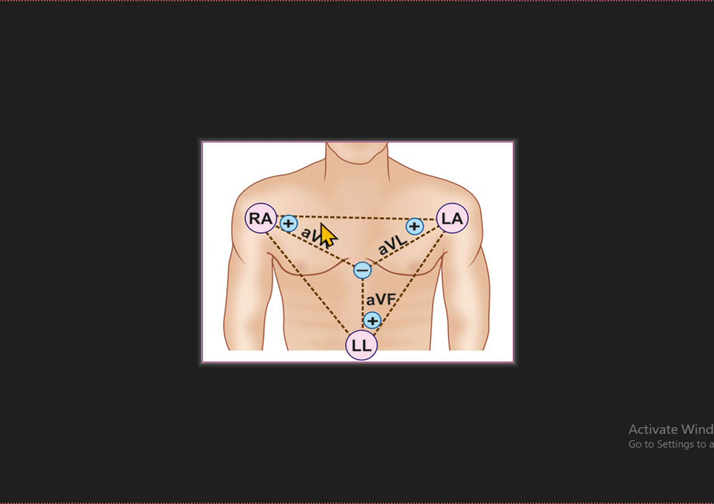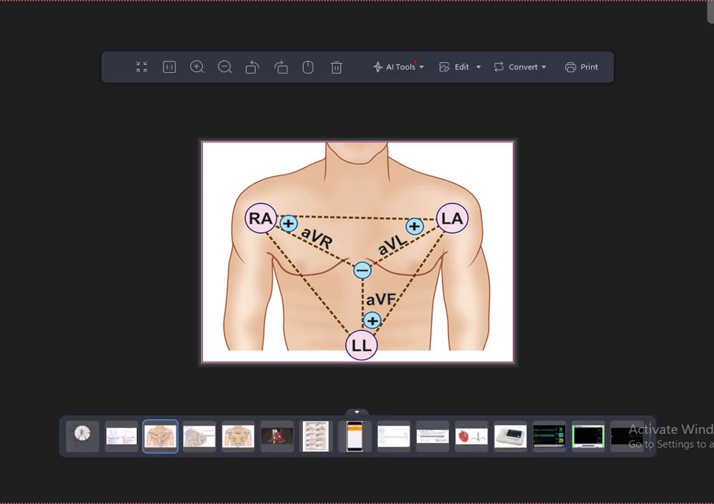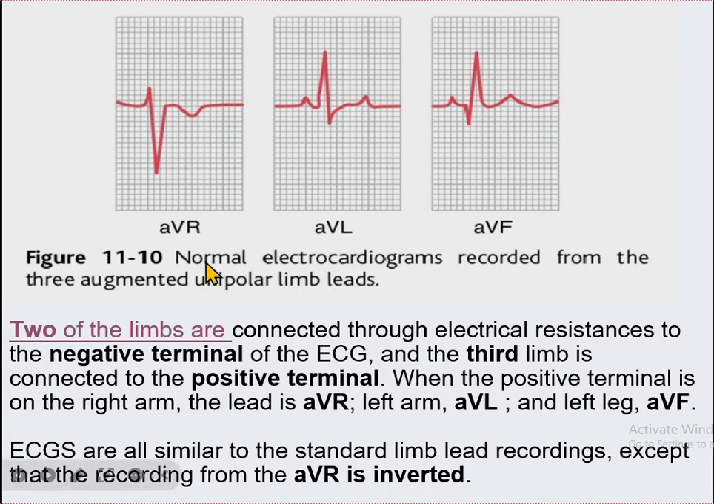Because of this axis, you know that electric current from the heart is most of the time flowing in this direction. So AVR will always give a negative deflection. That is why its ECG is inverted. But for AVL and AVF, since the impulse is going towards the left and downwards, they will give you an upward deflection.